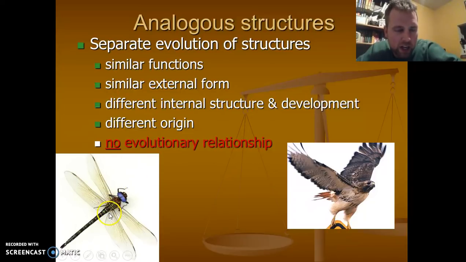So for example, a dragonfly uses its wings to fly, and a hawk uses its wings to fly, but they are totally different. A dragonfly has no bones. It has just basically some pieces of wing here that are very, very flimsy, very, very small. There's not much holding these on. Now the wing of a hawk is much different. It's a lot stronger. So analogous means no evolutionary relationship. So similar function, right? They both fly with their wings, but they don't have any structure that is similar.